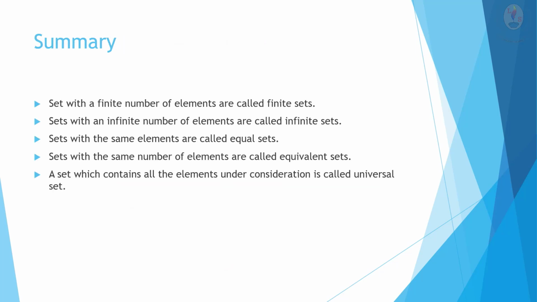Let's recall the things we have done so far. Sets with a finite number of elements are called finite sets. Sets with an infinite number of elements are called infinite sets. Sets with the same elements are called equal sets. Sets with the same number of elements are called equivalent sets. A set which contains all the elements under consideration is called the universal set.